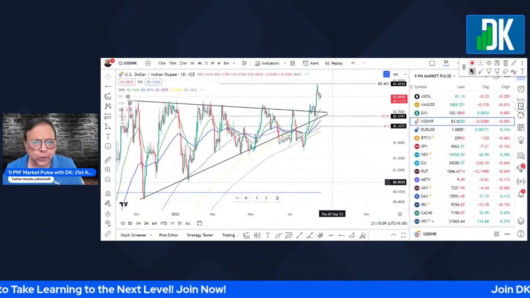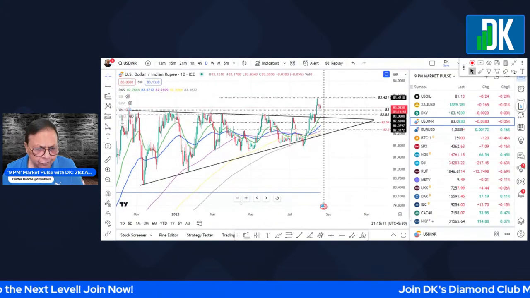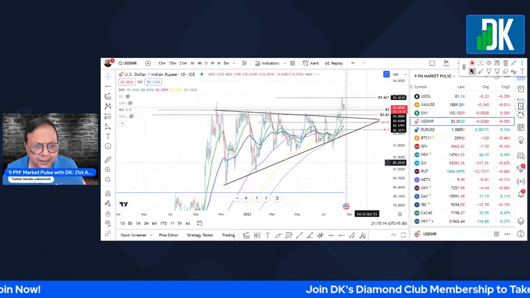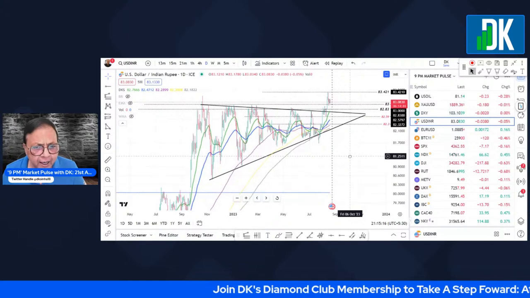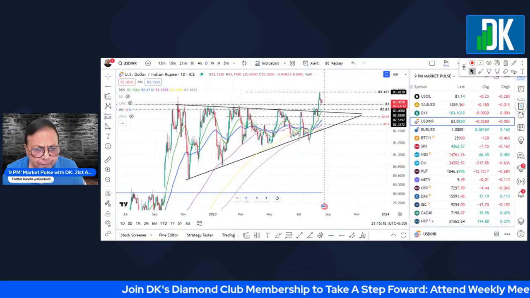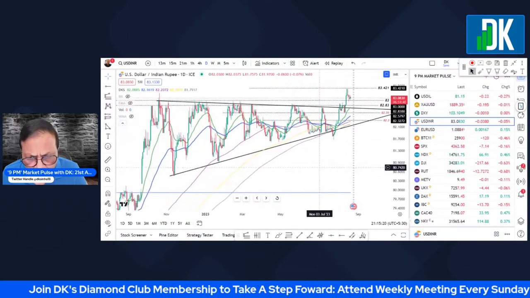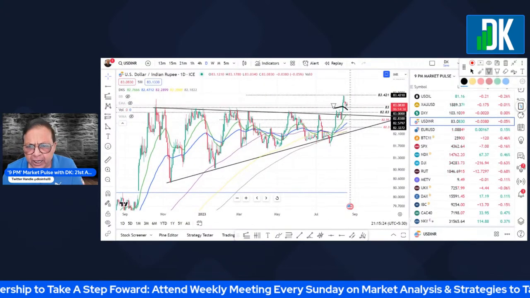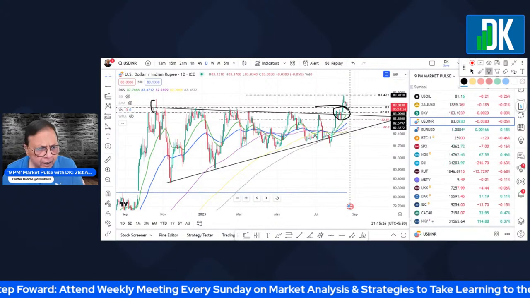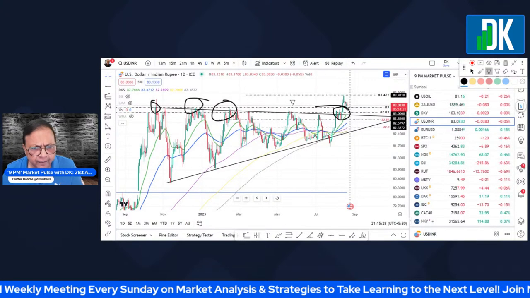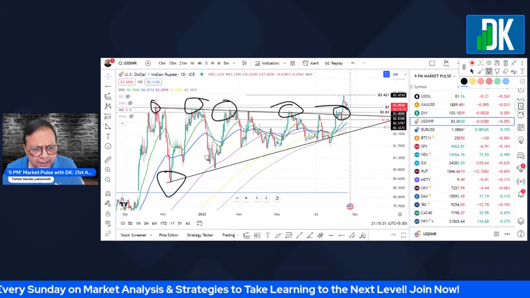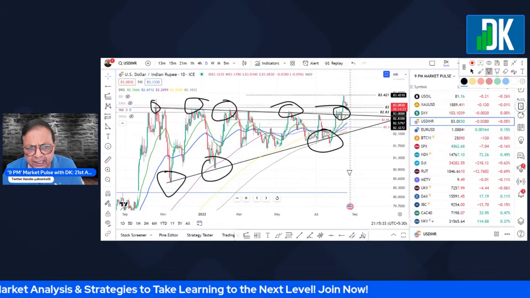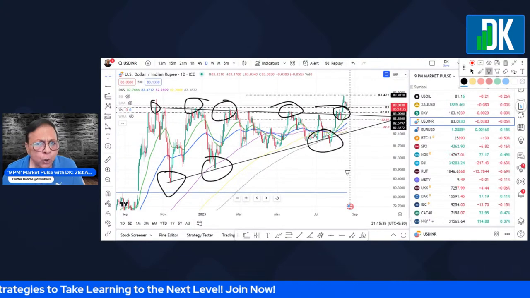Now let us check the USDINR currency pair. We have been talking about Indian currency is likely to be weaker. The stance was bearish for Indian currency against the US dollar. Can we see it was a major breakout in the last week? This was the major resistance area. We have been talking about it. This is the support area and there is a breakout of a symmetrical triangle on upside.